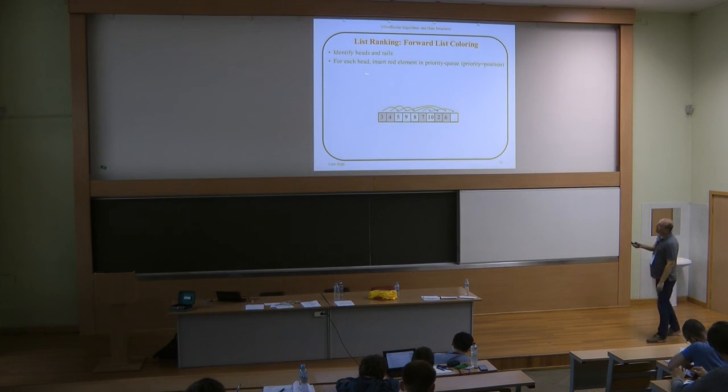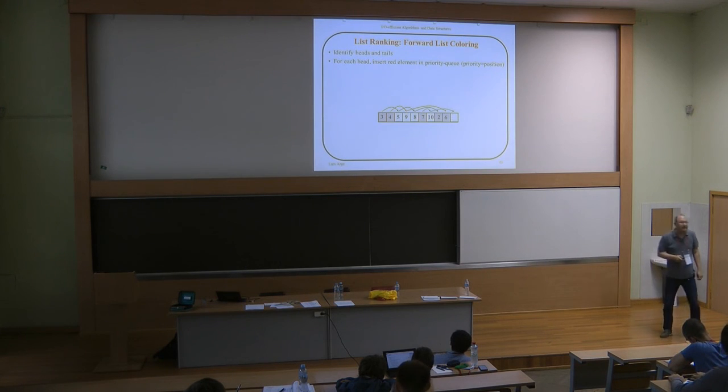Then, for each head, so for each start of a list, I insert a red element in a priority queue with a priority of the position of the element. I've tried to mark it here. You see there's a little red boundary around here. These 3 are heads of the 3 forward coming lists. This one, this one, this one. So now there's 3 elements in my priority queue corresponding to these 3 elements, and they're colored red.